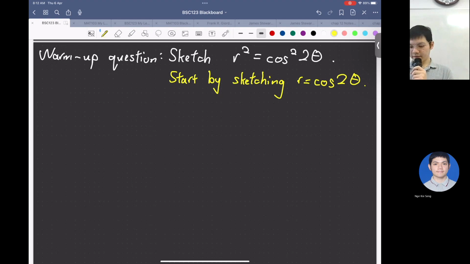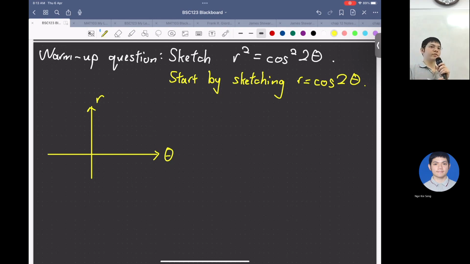So we start by sketching the graph first. Meaning I view r equals cos 2 theta as an xy coordinate first, because this is the most natural thing we can do. Because we know about, so we somehow view r equals cos 2 theta. Let me put it down.